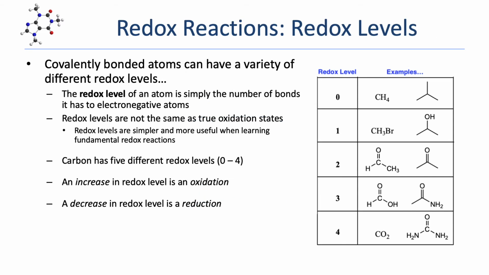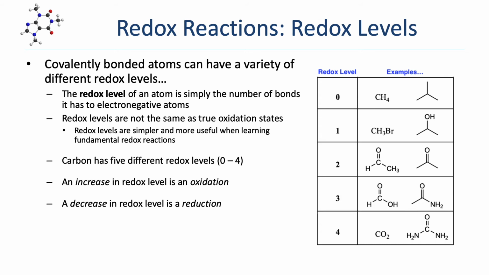Covalently bonded atoms, like carbon, can have a variety of different redox levels. A redox level is nothing more than the number of bonds that atom has to electronegative atoms. A redox level is not really the same as a true oxidation state, although the terms are often kind of interchanged. Redox levels themselves are simpler than true oxidation states and generally more useful when learning fundamental redox reactions.